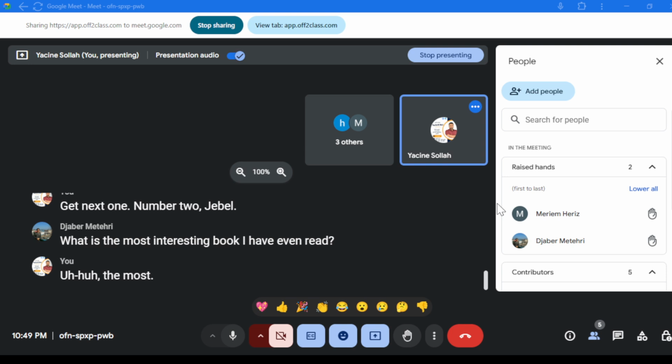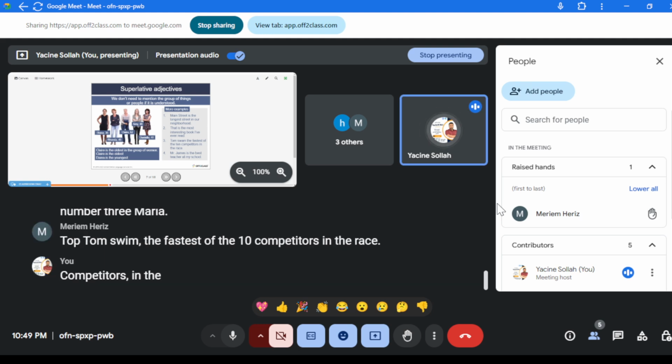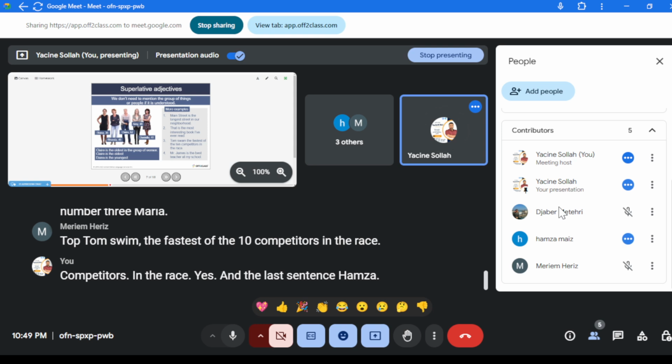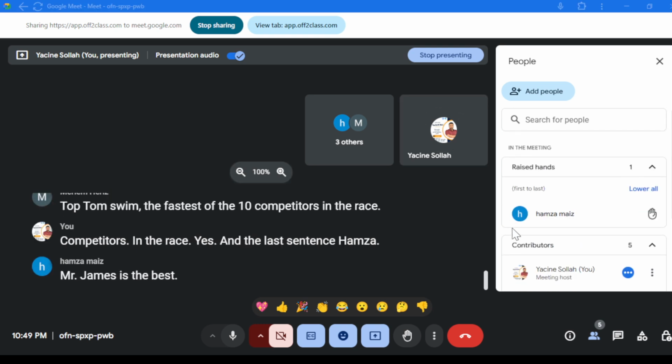Yes, number 3, Maryam. Tom swam the fastest of the 10 competitors in the race. Competitors in the race, yes. And the last sentence, Hamza. Mr. James is the best teacher at my school. Very good, yes, thank you. Okay, we move on directly to the next activity, extremes.